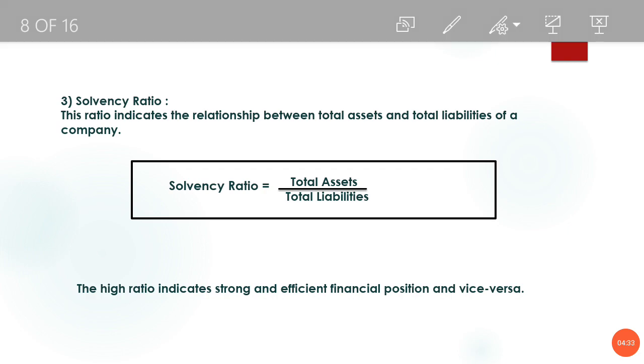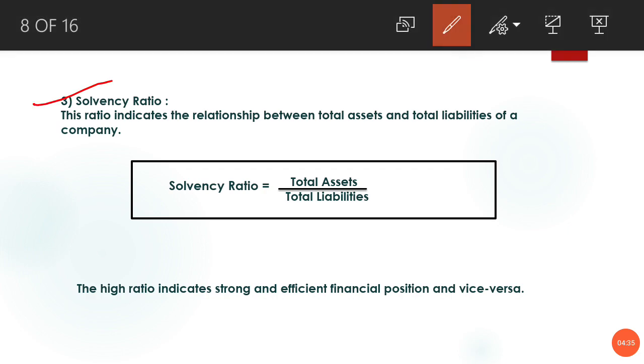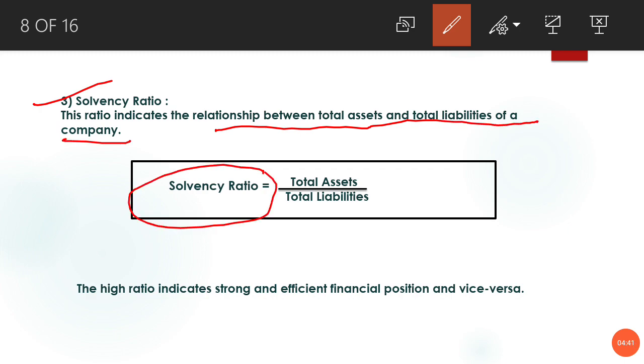3. Solvency ratio. This ratio indicates the relationship between total assets and total liabilities of a company. Solvency ratio is equal to total assets divided by total liabilities. There is no standard norm for this ratio. This ratio is used to know the financial position of a company. A high ratio indicates strong and efficient financial position, and vice versa.